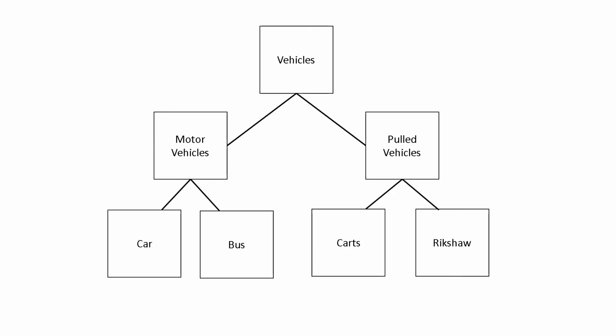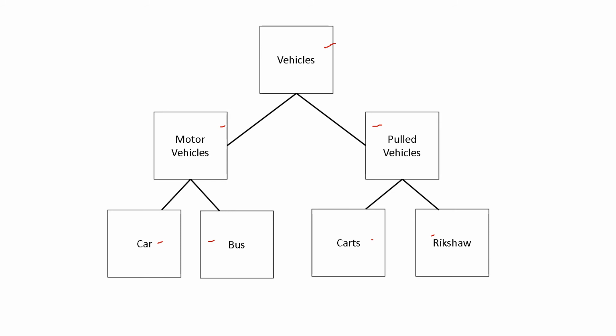So here is an example of inheritance. Vehicle is the base class. Two classes have been derived from vehicle: motor vehicles and pulled vehicles. These vehicles are divided into two. Motor vehicles are there, pulled vehicles are there. Again, under motor vehicles, car is there, bus is there, and under pulled vehicles, carts are there and rickshaw is there.